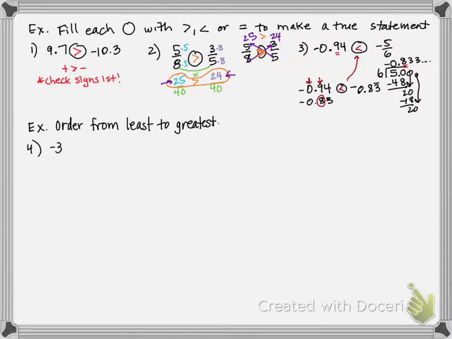So we have negative 3 1/3. We have 3.3. We have negative 3 3/4, and 3.5 or 3 5/10. Okay, so the strategy, again, that I like to use is this one.